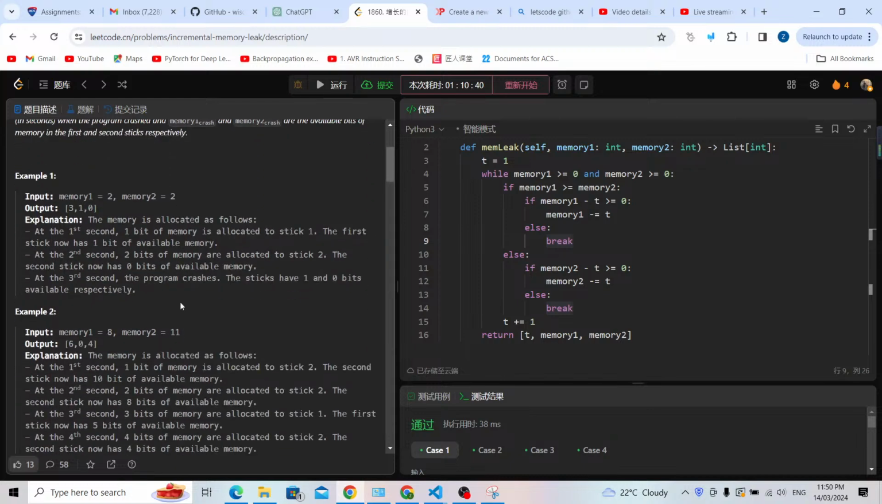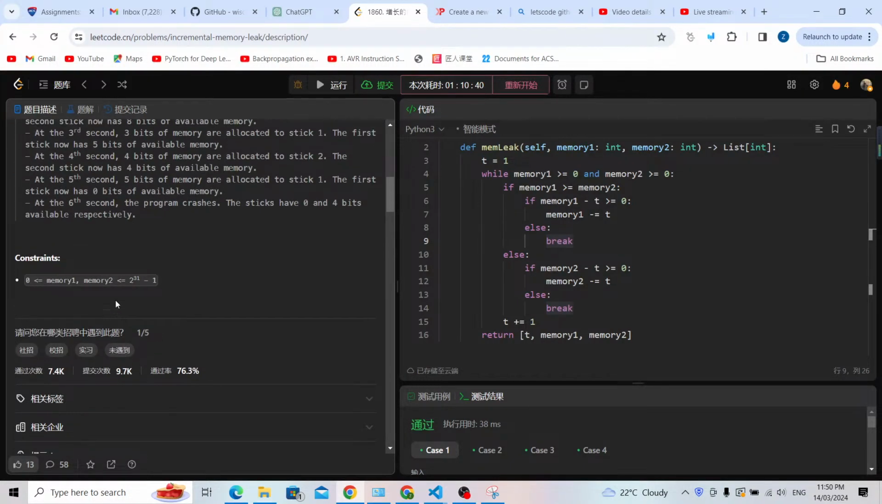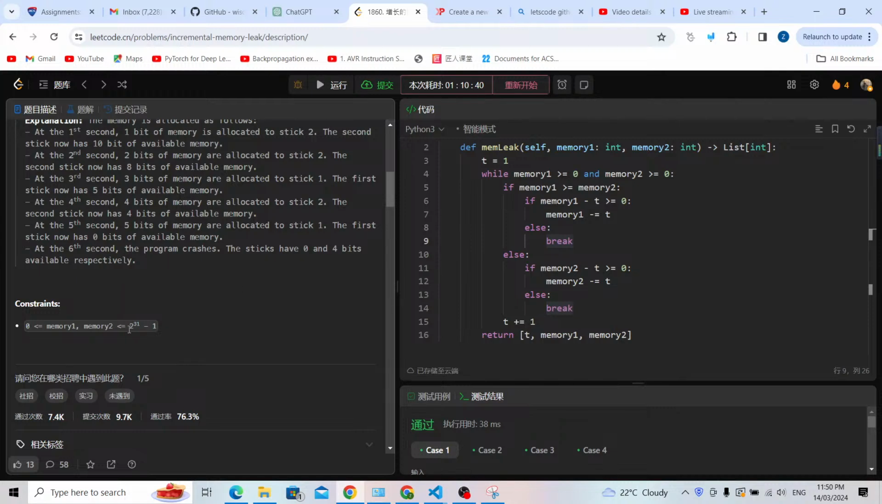Now let's analyze the time complexity. Because it is a simulation problem, we have to analyze memory 1 and memory 2 together. So for this memory 1 and memory 2, it is 2 to the power of 31. It's gonna be a big number, but the time is increased 1 by 1. It means n squared should equal to this number.